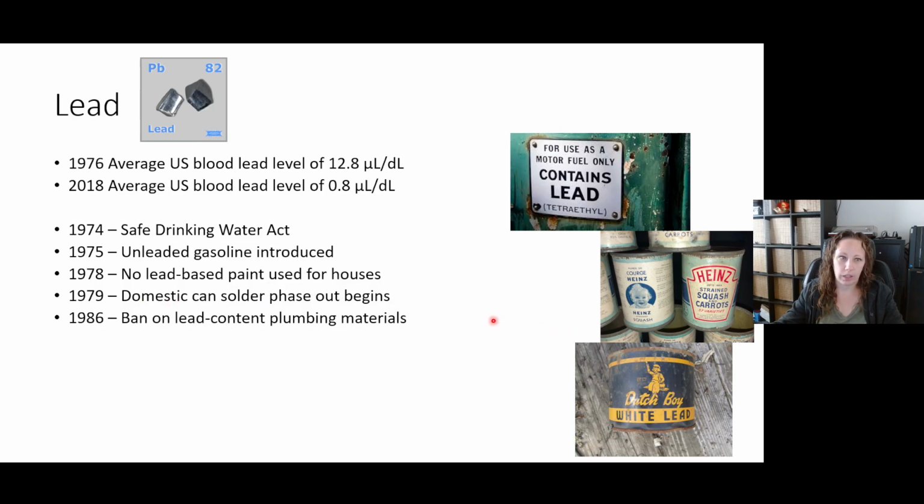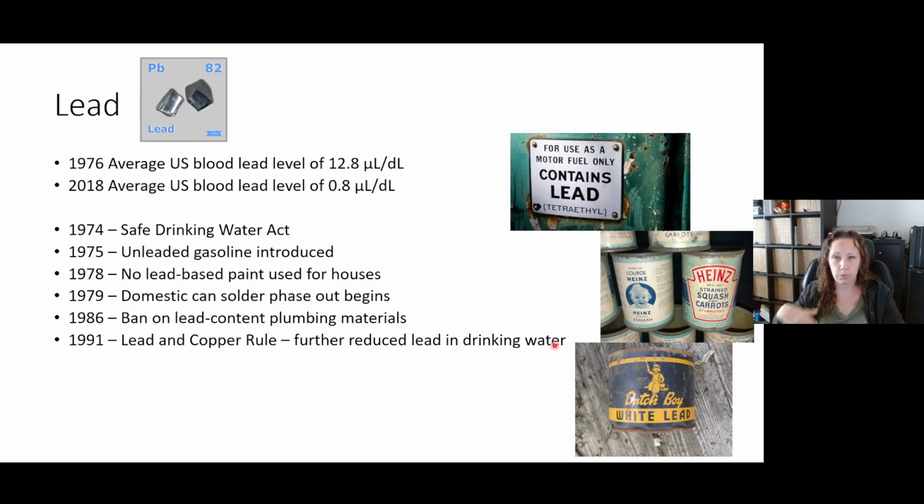In 1986, there was a ban on lead-containing plumbing materials. So again, removing sources of lead from the water supply. In 1991, there was a Lead and Copper Rule. So this further reduced the lead that was allowed in drinking water.